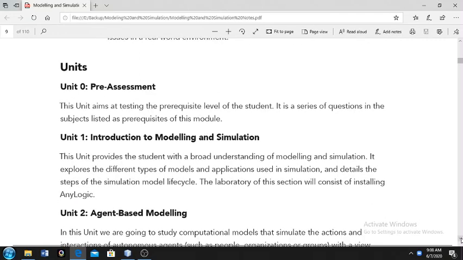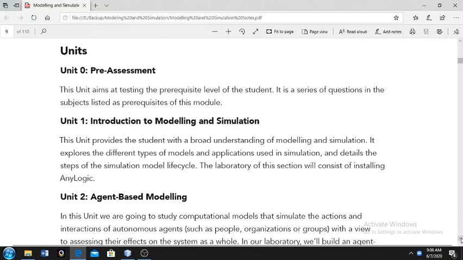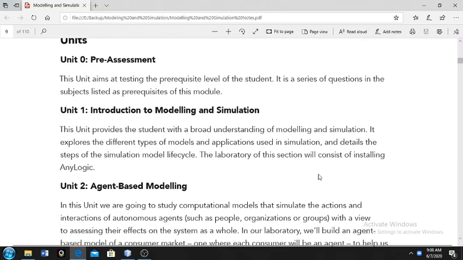So we are going to have different units. The first unit is the first one. We are going to start from here. This one is not very useful, I'm going to start from here.